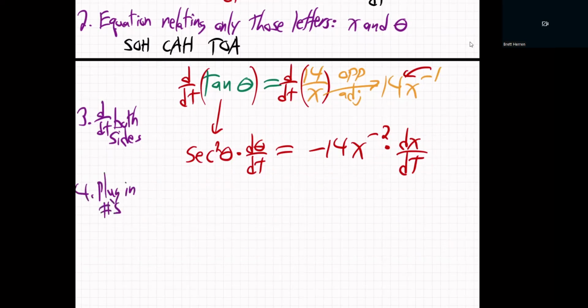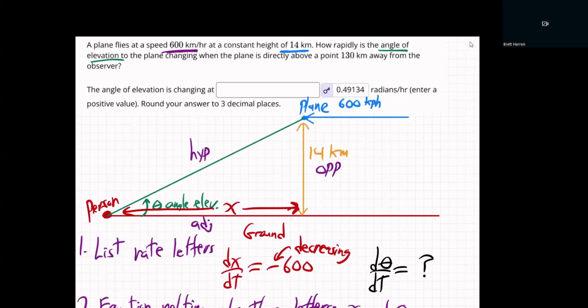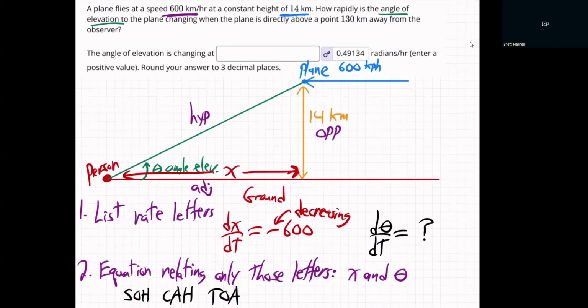Plug in the numbers. Okay, do we know theta? Well, do we know x? How about that? Yeah, we do know x. It says right here, it's another fact I haven't used. When the plane is directly above a point 130 kilometers from the observer. So we want x to be at this snapshot in time, right?